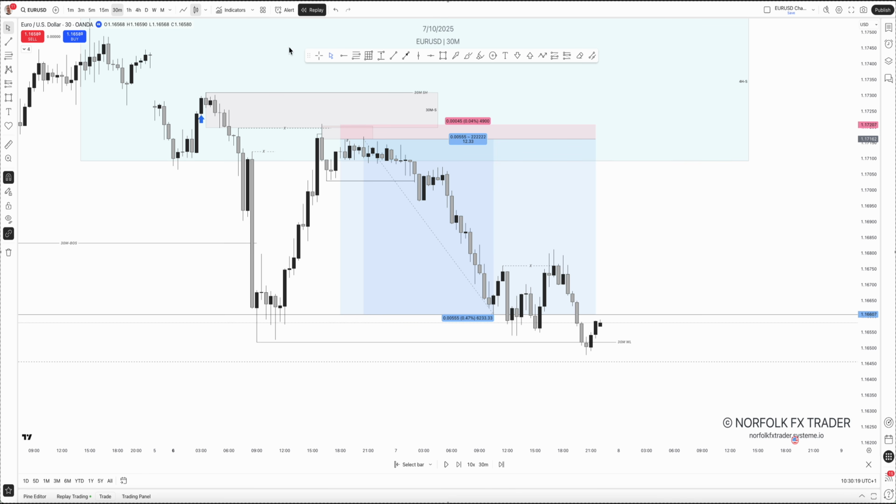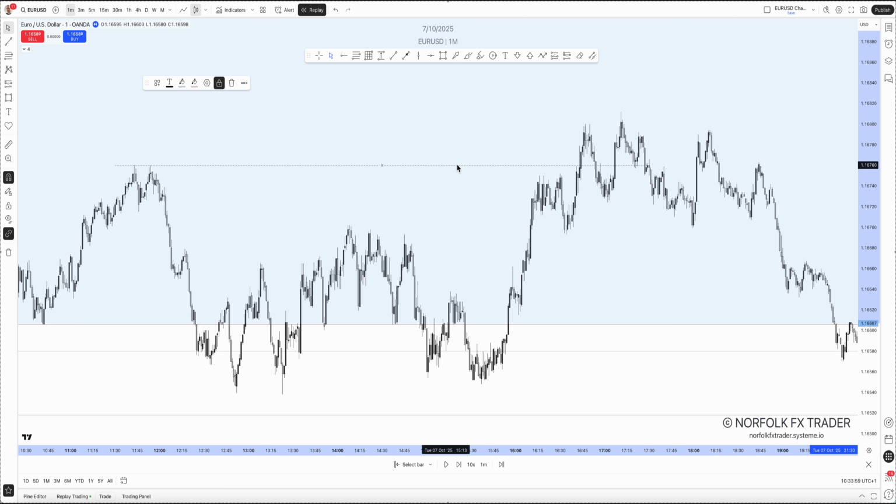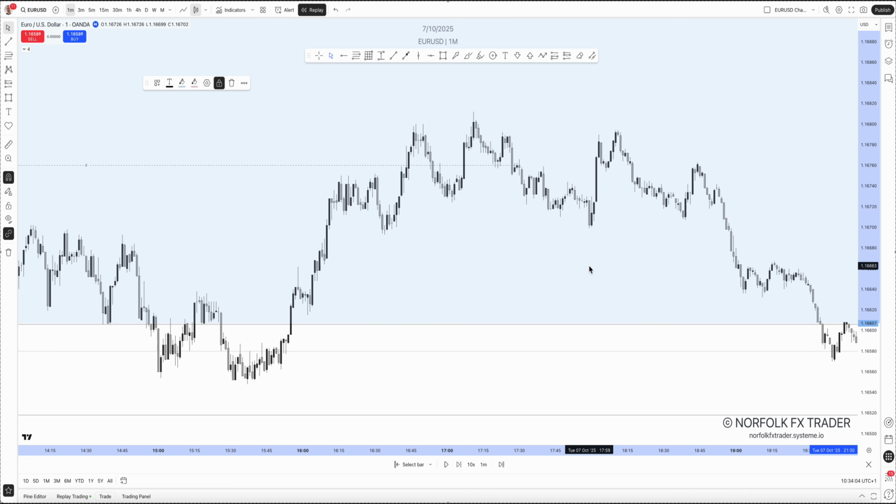Now, when we see this sweep, we'll drop down to 1 minute. So now we're on the 1 minute time frame. This is where we see that sweep happen on the 30 minute. So let's now reprice how you could have caught an entry.